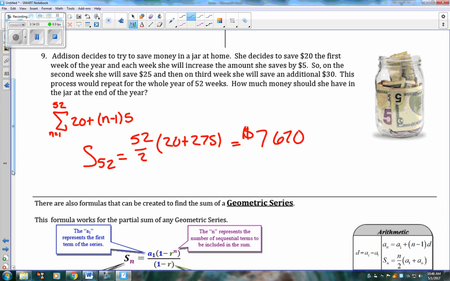Miss Taylor, we only have 4 minutes left, and this is a good stopping point. Is that okay? We didn't finish though. We only did arithmetic. We didn't do geometric.